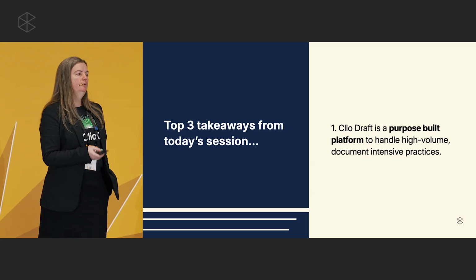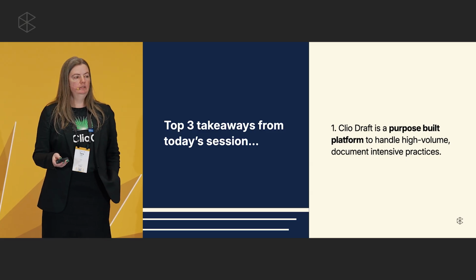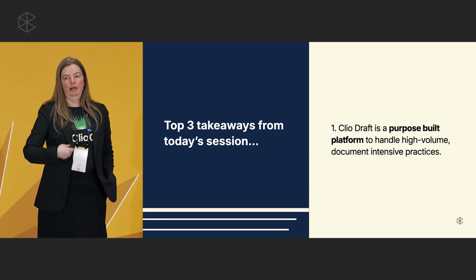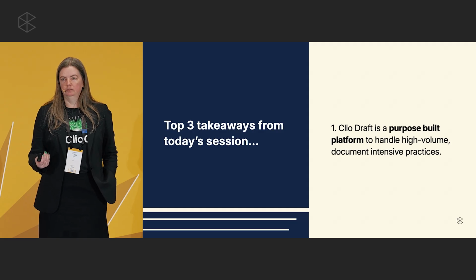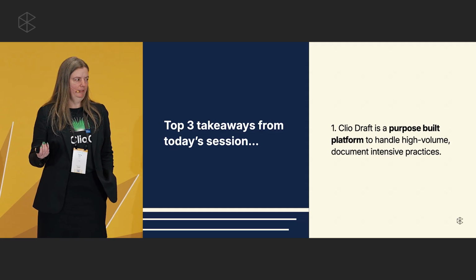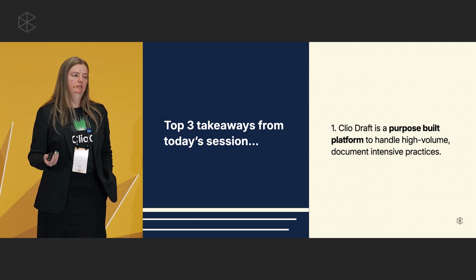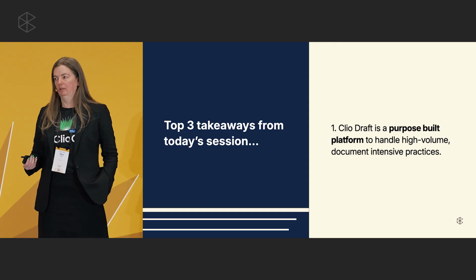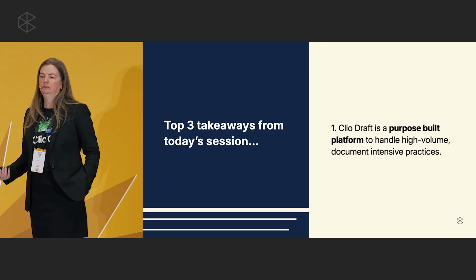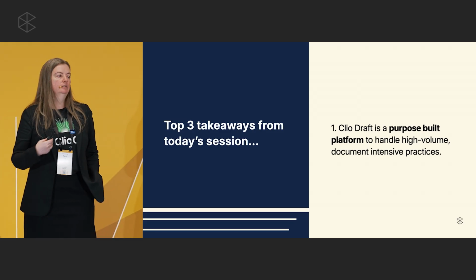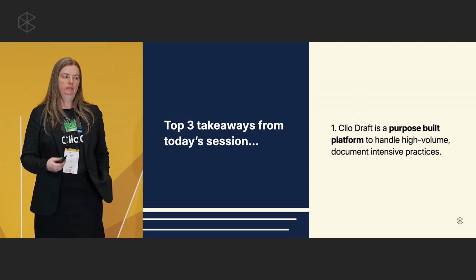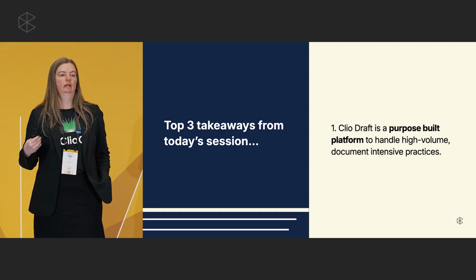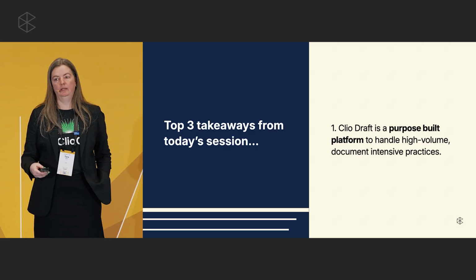The main difference between Clio Draft and some of the other products is that it's intentionally built for document automation. I get asked all the time, well, why would I use Draft? I can automate stuff in Manage. What do I need that for? It's a completely different platform. Its bread and butter is document automation. That is all it does. That is exactly what it's intended to do. And you can handle things like conditional logic in a much easier way than you can with Manage.